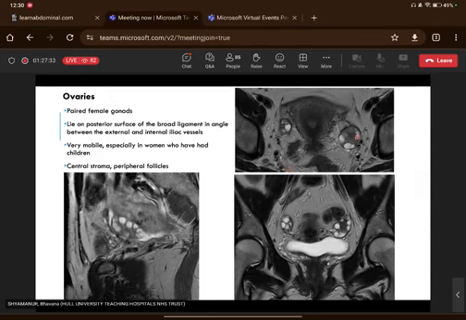And when looking on imaging, the main structures to identify are the intermediate intensity ovarian stroma and the peripheral follicles, which are essentially just T2 hyperintense, bright on T2 and dark on T1.